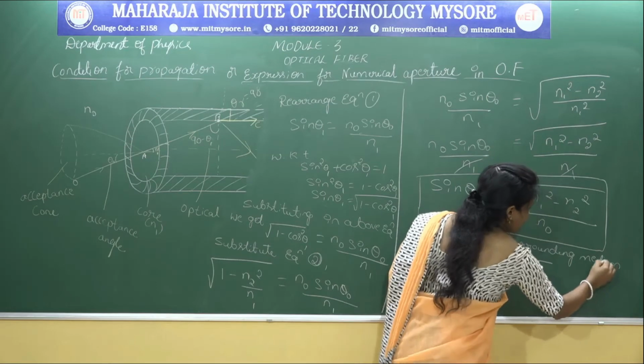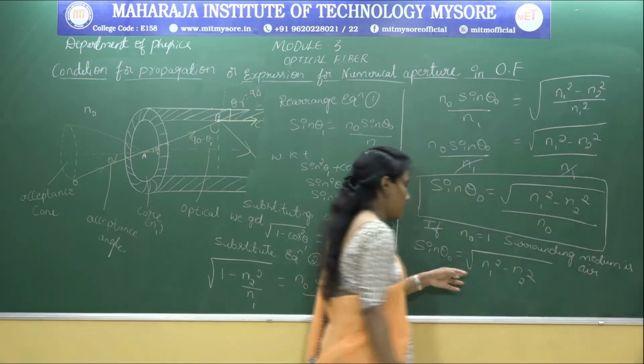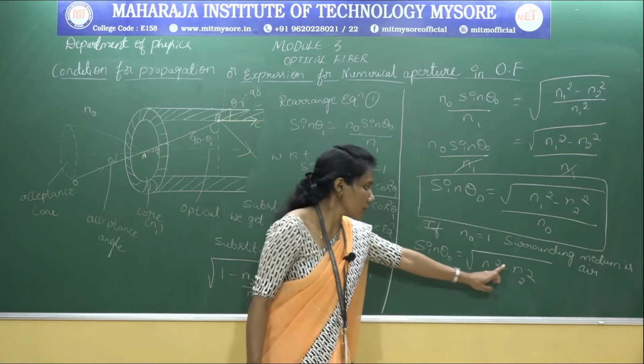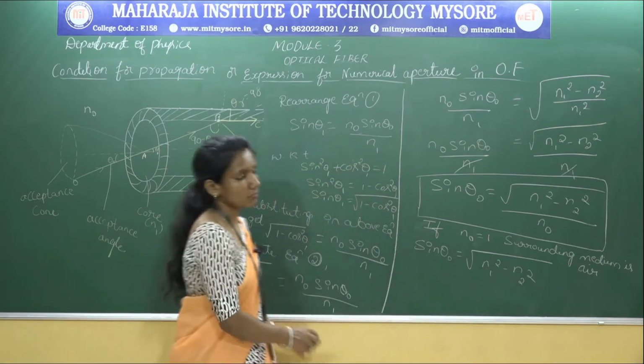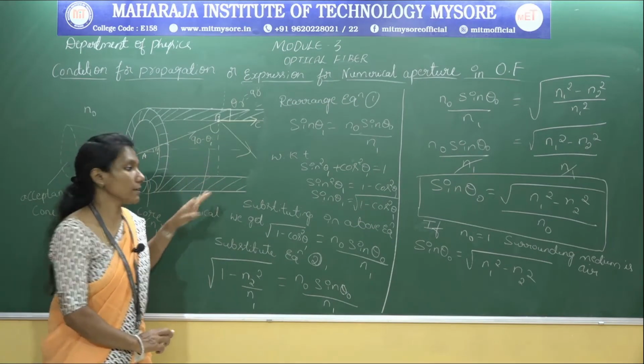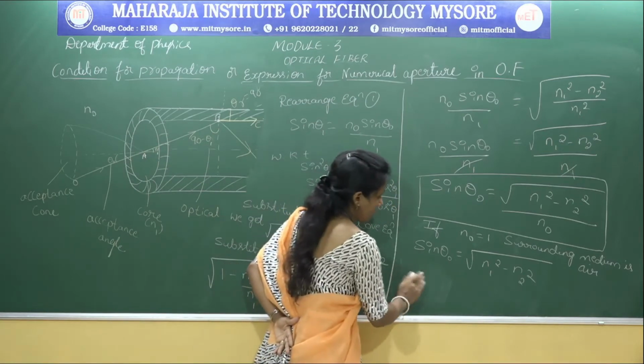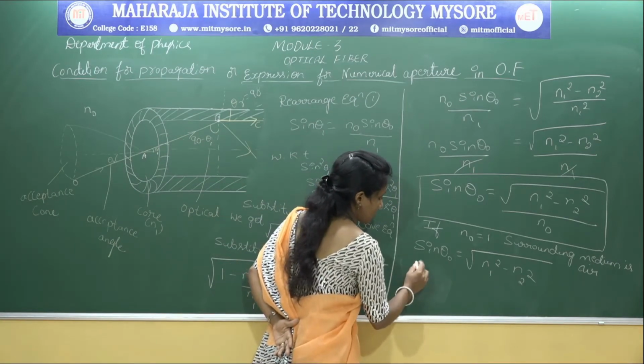If the surrounding medium is air, then sin theta naught is equal to root of n1 square minus n2 square. But what is the condition to propagate light inside the optical fiber? We can write sin theta naught in terms of the acceptance angle.